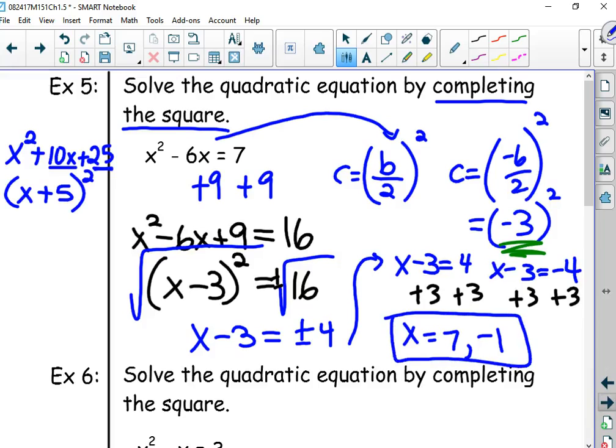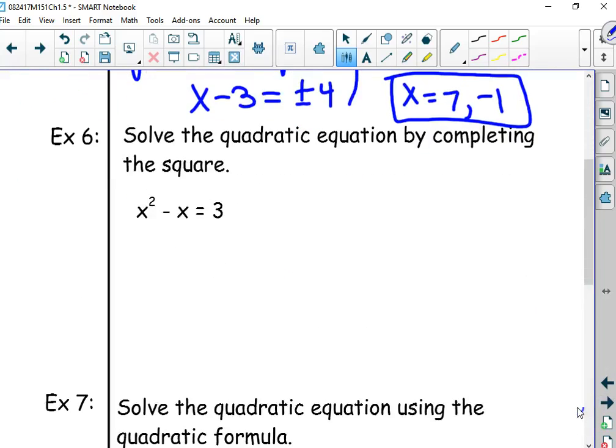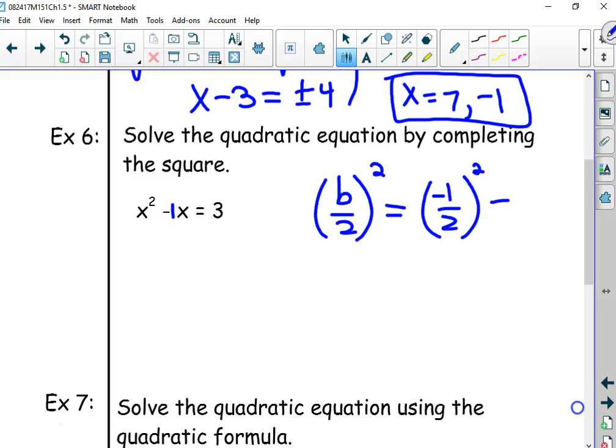We're going to do one more problem completing the square, not so easy. And it's not so easy simply because the coefficient in front of our x isn't an even number. So when we look at b over 2 all squared, we'll get -1 over 2 squared. The c that we're going to use is going to be positive 1/4. So we're going to add positive 1/4 to both sides.